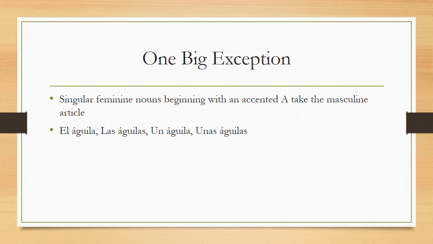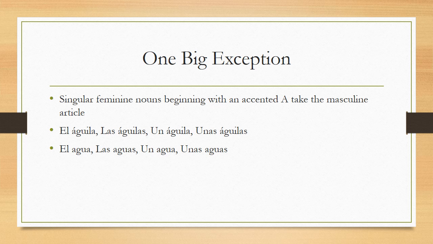And so if I ever teach you a noun that is like that, I'll make sure that you know that. If I'm going to teach you the word for eagle, I'll say el águila, which, by the way, is feminine. So I have a few other examples. So look, agua, that is a feminine noun, but it takes the masculine in the singular. So it's el agua, the water, las aguas, un agua, unas aguas.